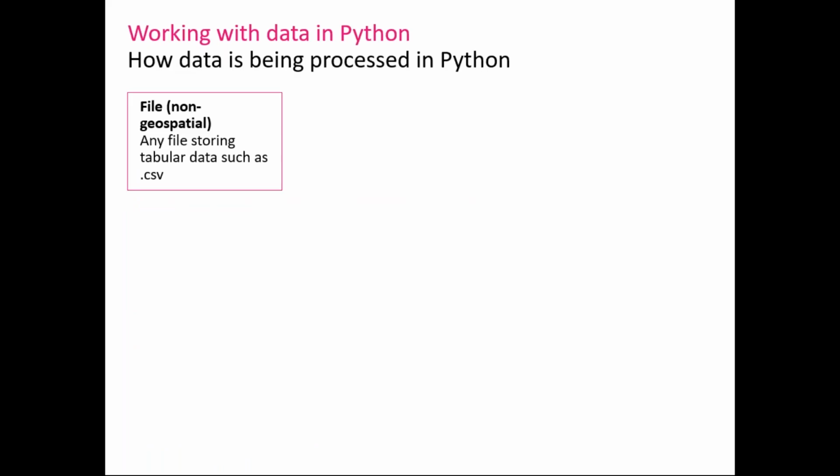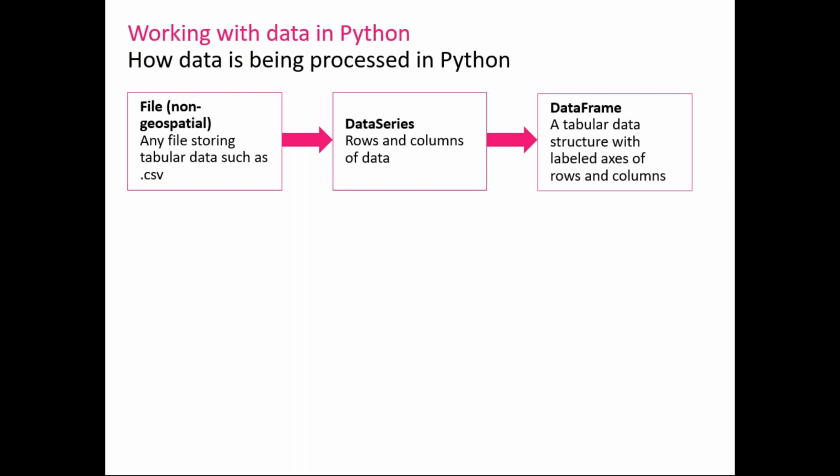All right, so a quick refresher from the previous session, working with data in Python. How data is being processed in Python. Now, let's assume that you're working with non-geospatial data. And this can be any file storing tabular data, such as CSV. Python refers to that data as a data series. A data series is essentially nothing else but just rows and columns of data. And this data series is represented in a data frame. And a data frame is a tabular data structure with labeled axes of rows and columns.